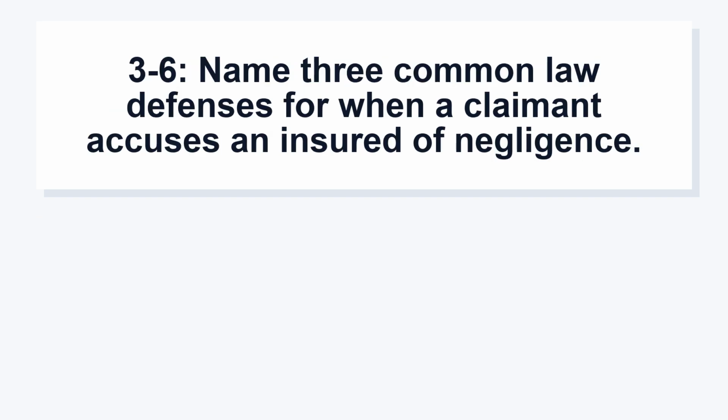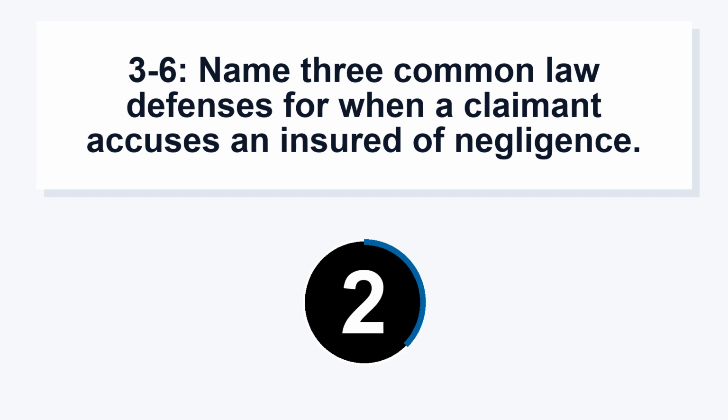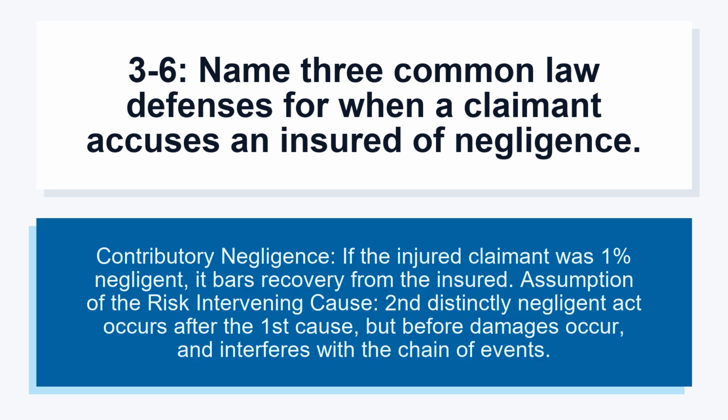3 to 6 name 3 common law defenses for when a claimant accuses an insured of negligence. Contributory negligence, if the injured claimant was 1% negligent, it bars recovery from the insured. Assumption of the risk. Intervening cause, second distinctly negligent act occurs after the first cause, but before damages occur, and interferes with the chain of events.